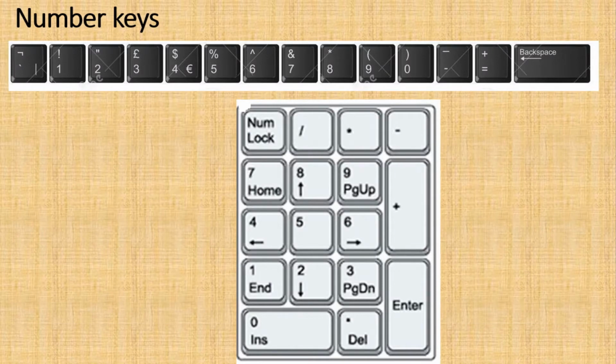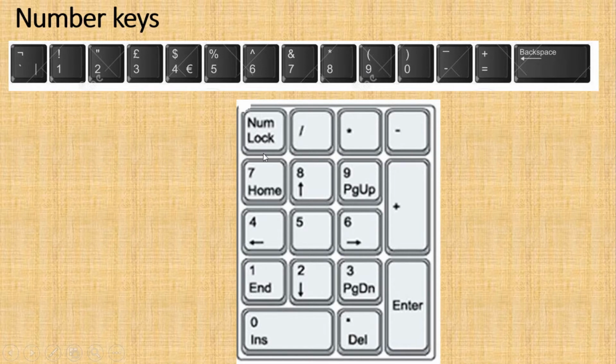Secondly, we have number keys. Number keys, you can find them below the function keys and on the right hand side of your keyboard. The numbers are 1, 2, 3, 4, 5, 6, 7, 8, 9, 0.